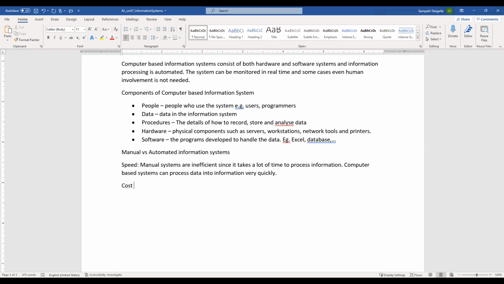And in automated systems or computer-based systems, the cost is less. For example, you don't have to purchase papers, pens, everything should be written on this, right? So that's about the cost. Let's take down that one as well.